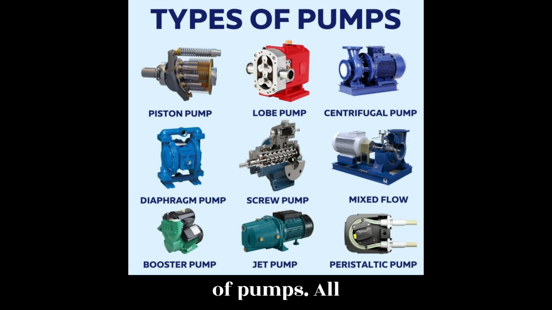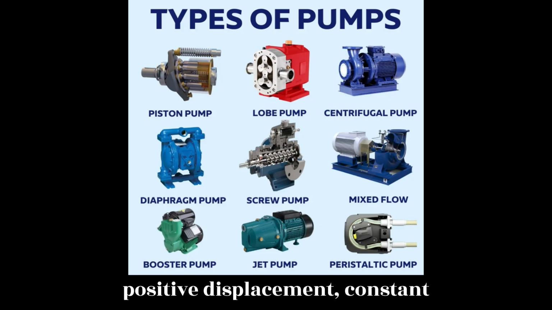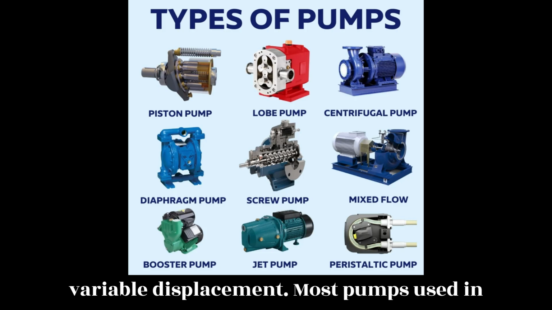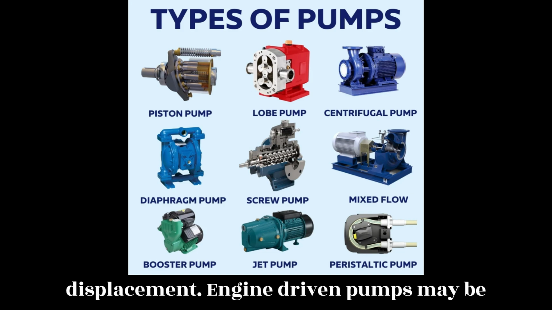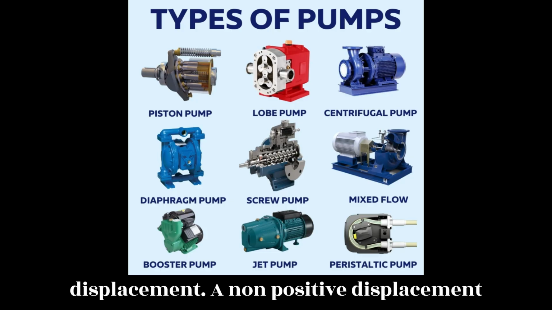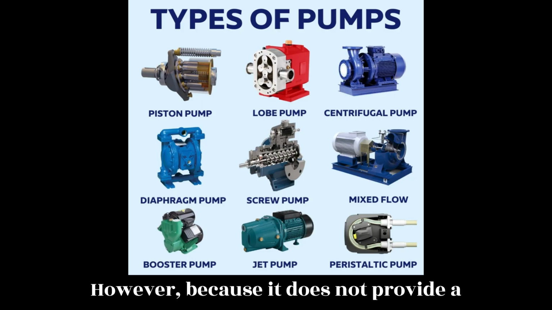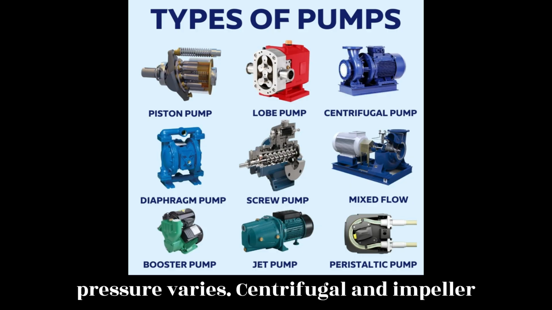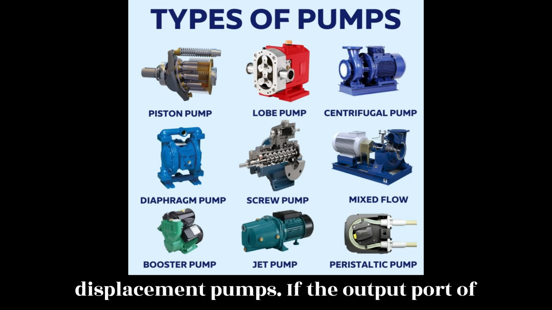Classification of pumps. All pumps may be classified as either positive displacement (constant displacement) or non-positive displacement (variable displacement). Most pumps used in hydraulic systems are positive displacement. Engine-driven pumps may be either constant displacement or variable displacement. A non-positive displacement pump produces a continuous flow. However, because it does not provide a positive internal seal against slippage, its output varies considerably as pressure varies. Centrifugal and impeller pumps are examples of non-positive displacement pumps.